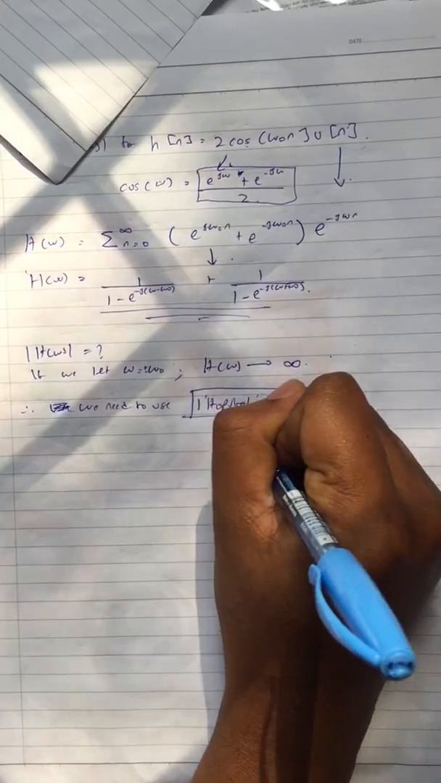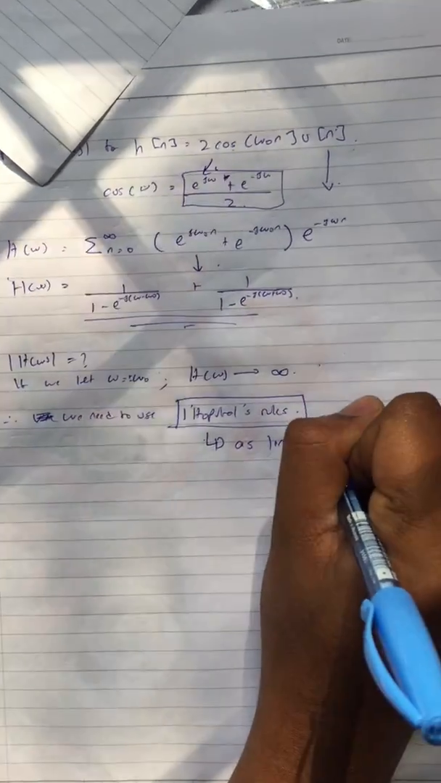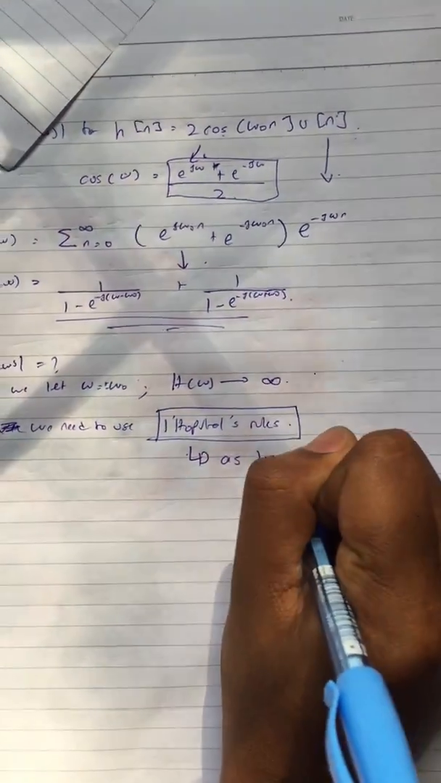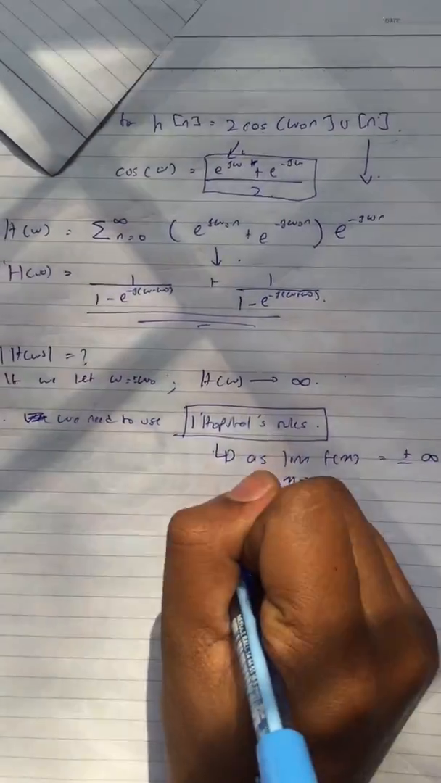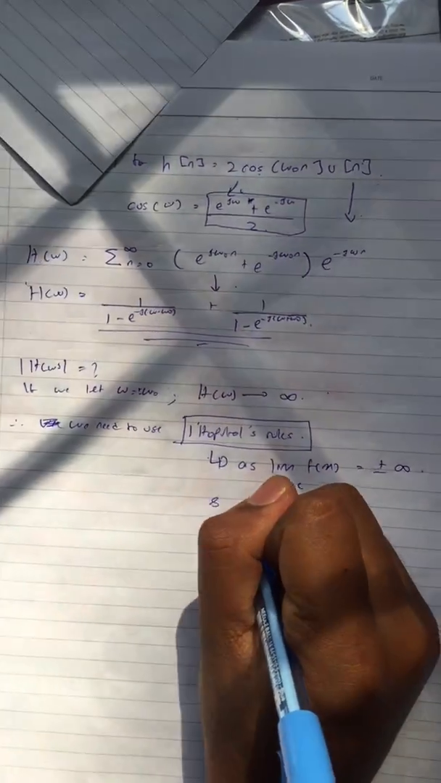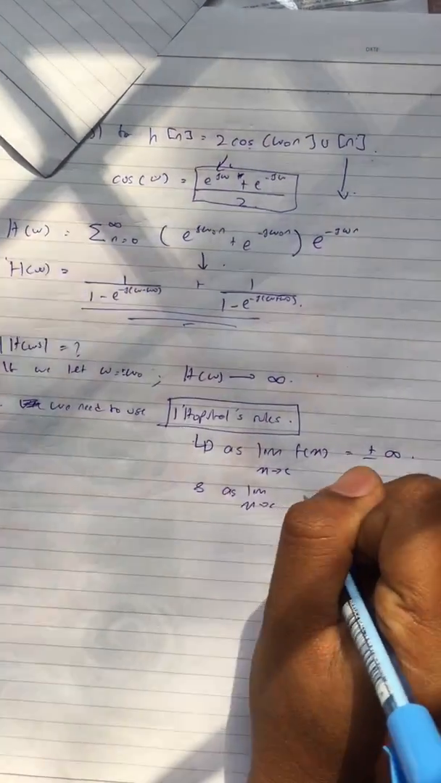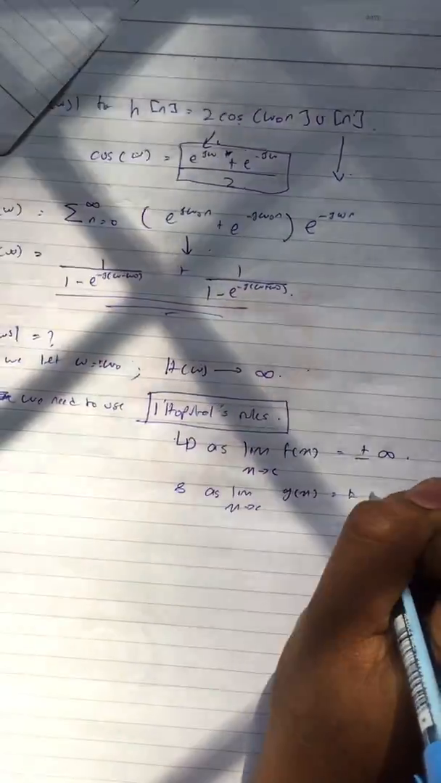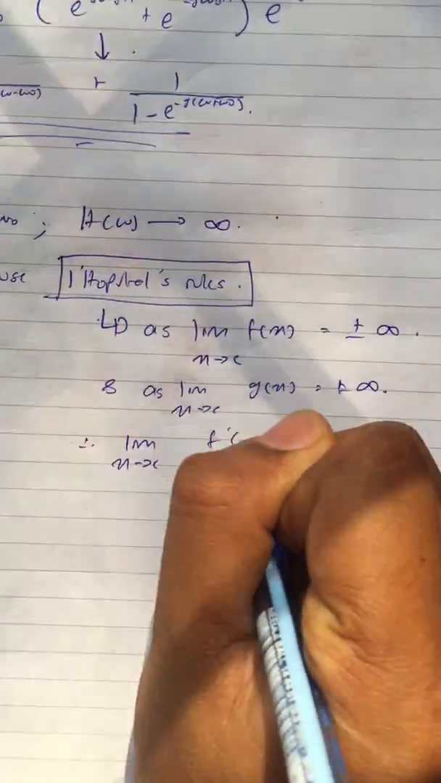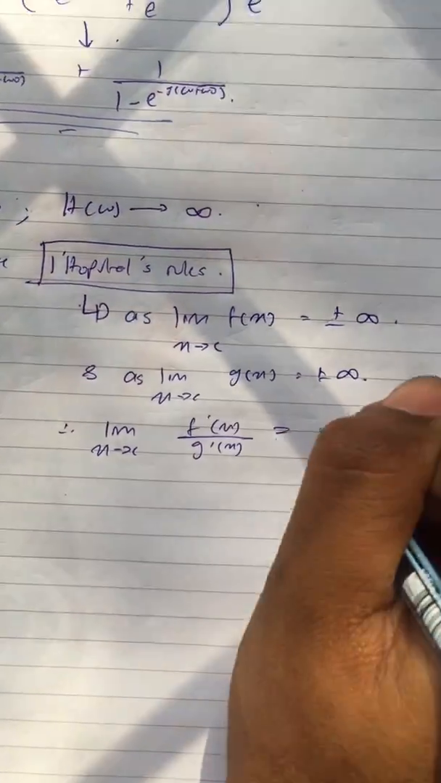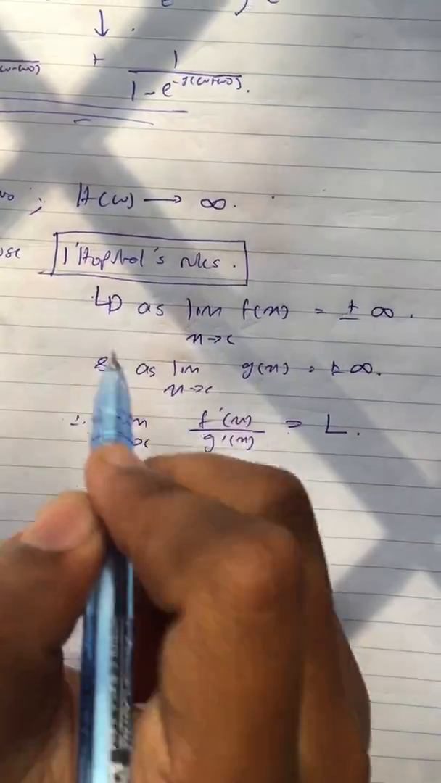Okay. L'Hopital's rule said that, as the limit of f(x) as x approaches c goes to plus or minus infinity, and as the limit of g(x) as x approaches c is plus or minus infinity, therefore the limit as x approaches c of f(x) over g(x) is equal to L. So we are using this rule to get the answer.